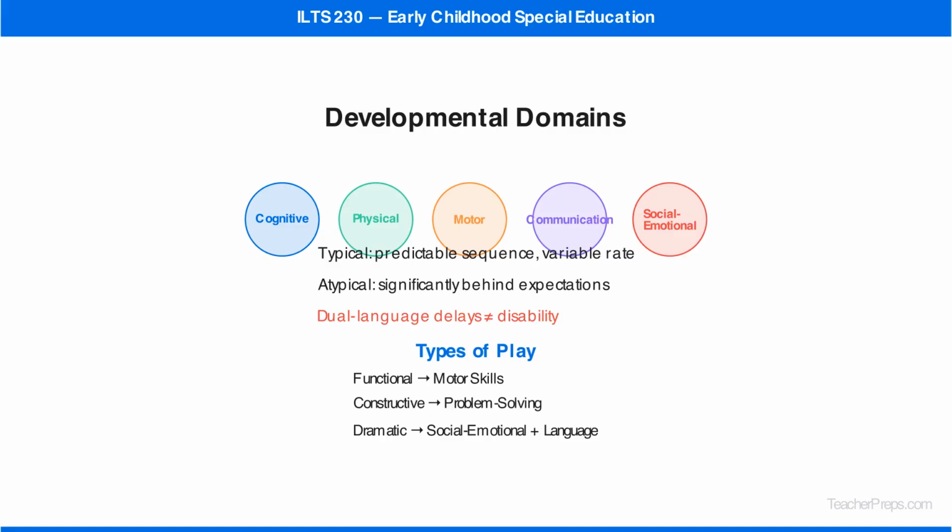Play serves critical developmental functions. Functional play builds motor skills. Constructive play develops problem-solving. Dramatic play supports social-emotional growth. Jot this down. If you see a question about supporting a young child's overall development, play-based approaches are almost always part of the correct answer. Also know that trauma and chronic stress can cause regression in previously mastered skills and difficulty with self-regulation.